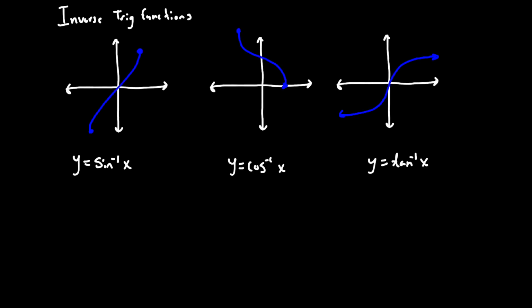And we denote the inverse trig function also by the prefix arc. So the inverse of sine x is also represented by arc sine x, the inverse of cosine x is arc cosine, and the inverse of tan x is arc tan.